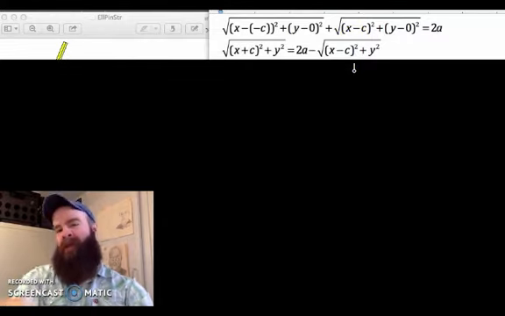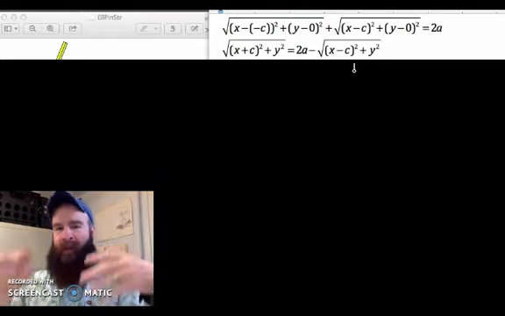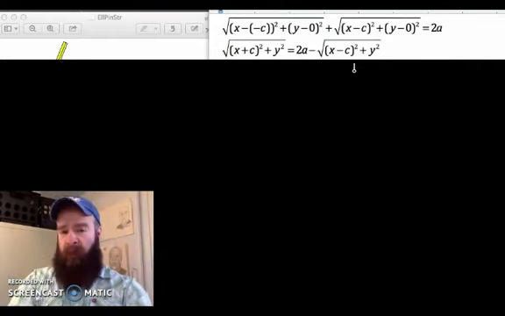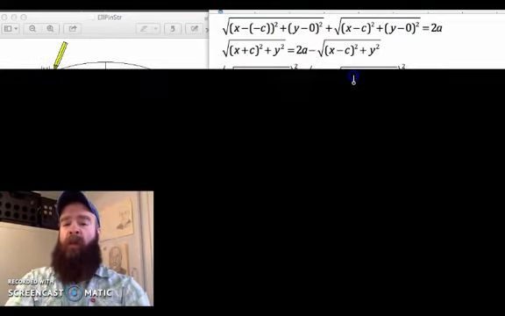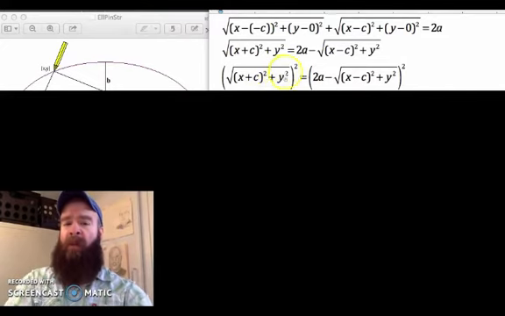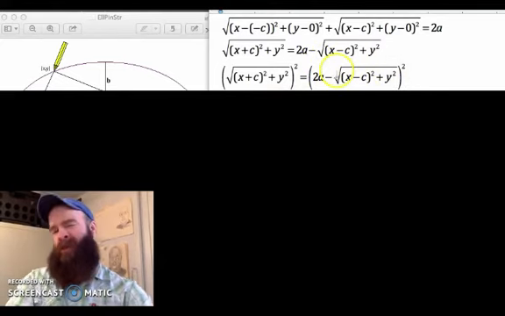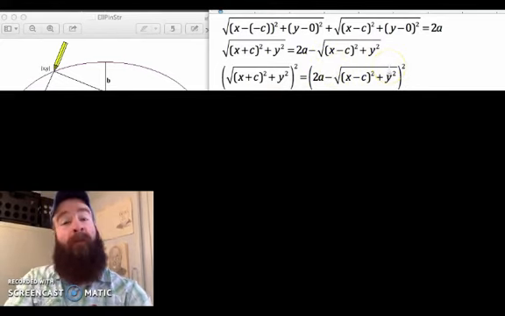And you notice also I went ahead and cleaned it up. x minus negative c is now x plus c. y minus 0 is now just y. So now I have something that I can square both sides of. So when I square both sides, remember, on the left-hand side, the square being on this radical will simply cancel the effect out. But on the right-hand side, because I have something added or subtracted from a radical, I'm going to have to FOIL that out.